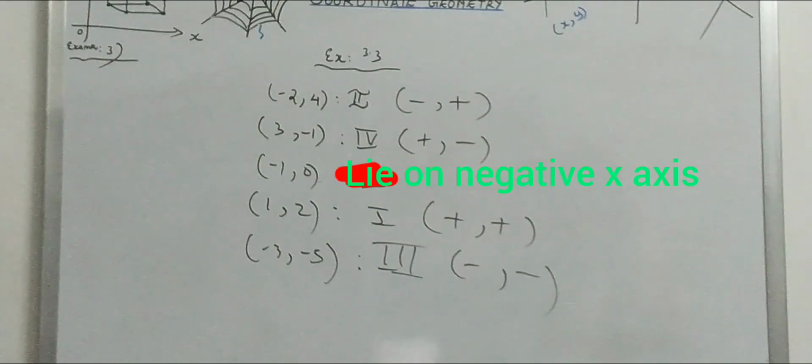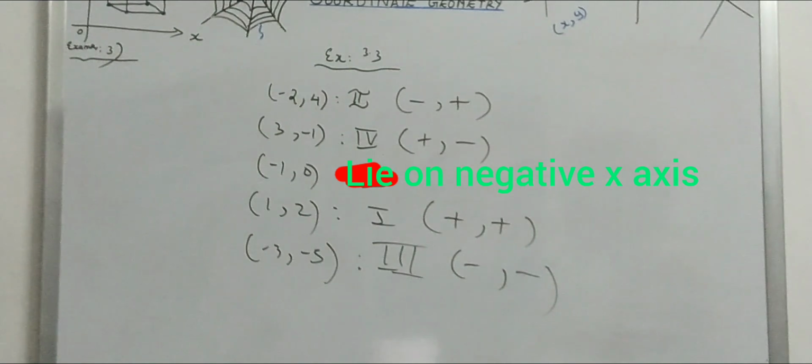Now let us move on to exercise number 3.3. First question. This is also a very simple question. In which quadrant or in which axis do the following points lie? For this I had told you the sign convention. Otherwise, even without using the sign convention, you can definitely plot these points and find out the quadrants. So the first one is minus 2 comma 4.